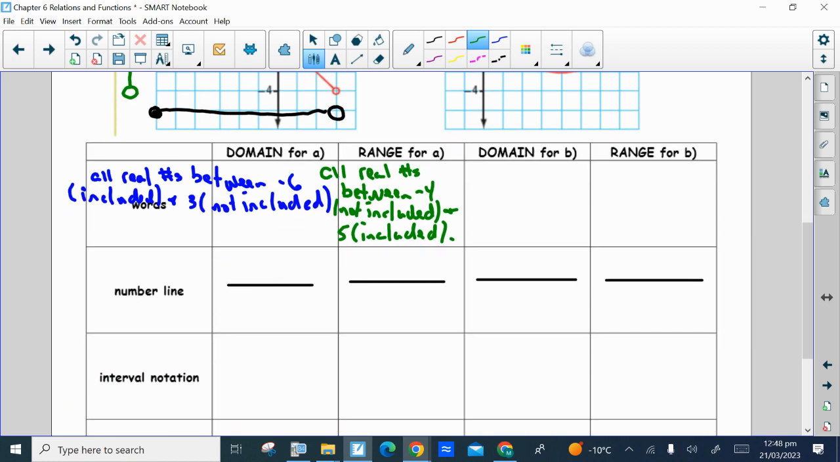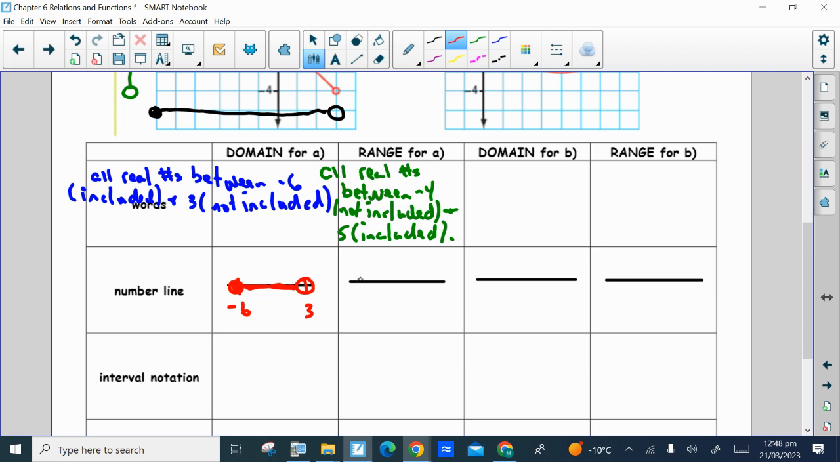So now let's do it on the number line. On the number line, for the domain, we're going between -6 and +3. The -6 is included, so that's a closed dot. The +3 is not, so that's an open dot. And we have a line in between them. So there's the domain on the number line.